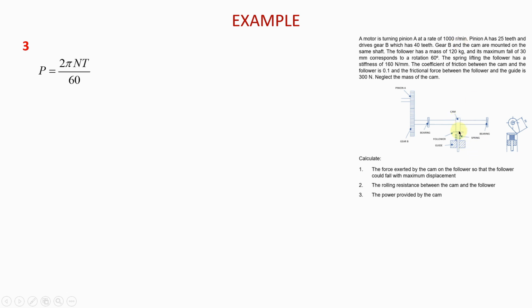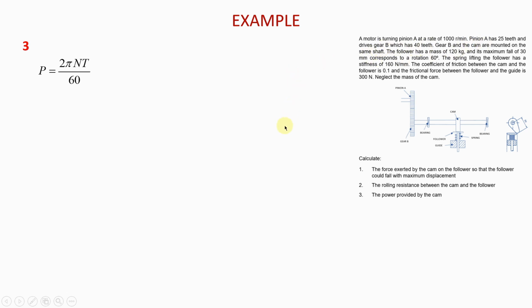The cam is not on the same shaft as pinion A. The cam is on the same shaft as gear B. So we need to find N for gear B, and that will be the same N that we can use for the cam, because the cam is on the same shaft as gear B. And to be able to do that, you are given the number of teeth of pinion A and of gear B.